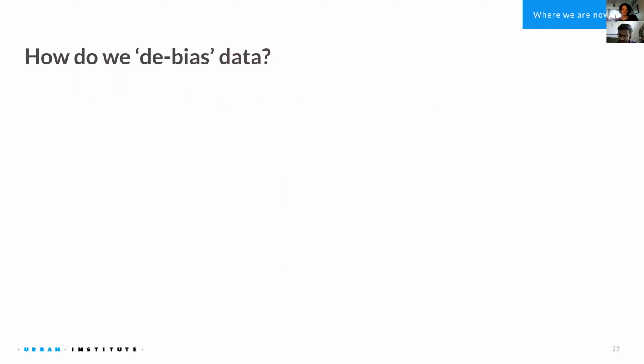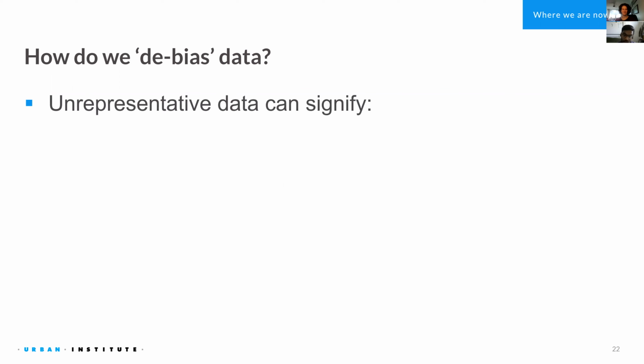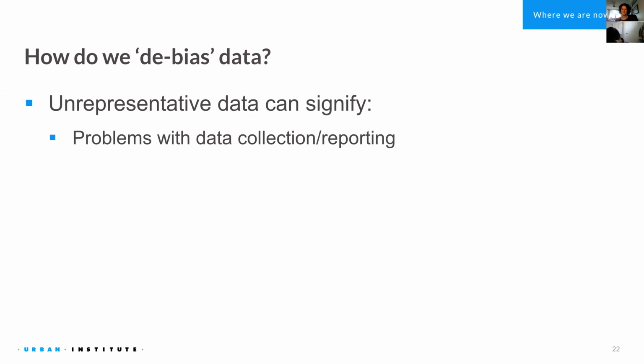And then finally, how do we de-bias, or how do we hardwire equity into the data? Let's say we found problems and that particular neighborhoods were underrepresented. What can we do about it? Underrepresented data can signify a lot of different problems. It can signify problems with data collection and reporting. For example, if you look at arrest data, arrests are often concentrated in low-income and minority populations. But that's not because all crime happens in low-income and minority populations. It's often due to policing patterns, and the data collection and reporting patterns of police officers may be biased against those communities.